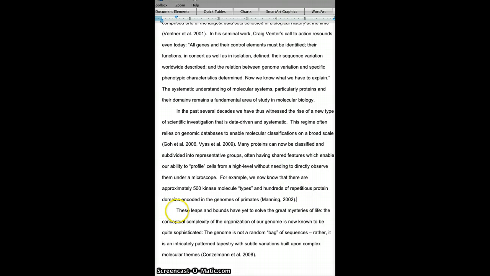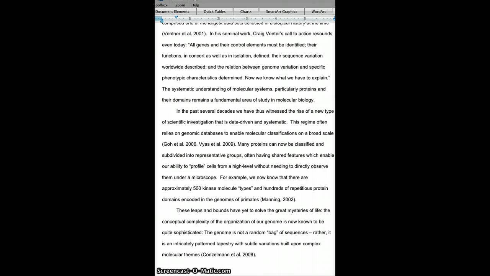So if I look down here, it can give me a hint in terms of what I wanted that last sentence to say. These leaps and bounds have yet to solve the great mysteries of life. Okay, right? So what is it? What this next paragraph is getting at is that we're not there yet.